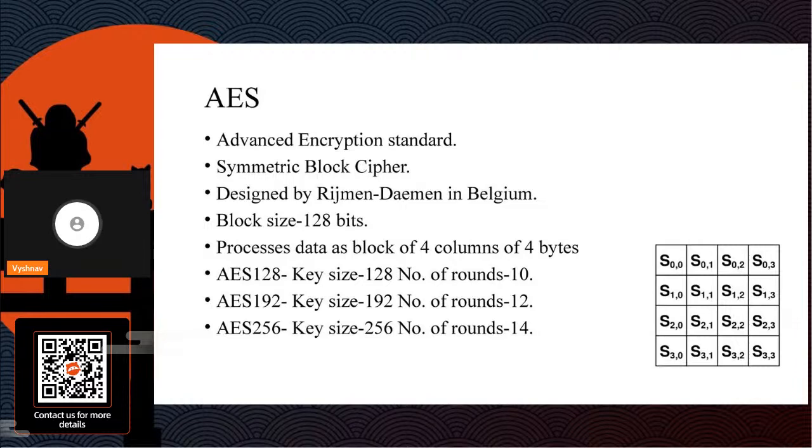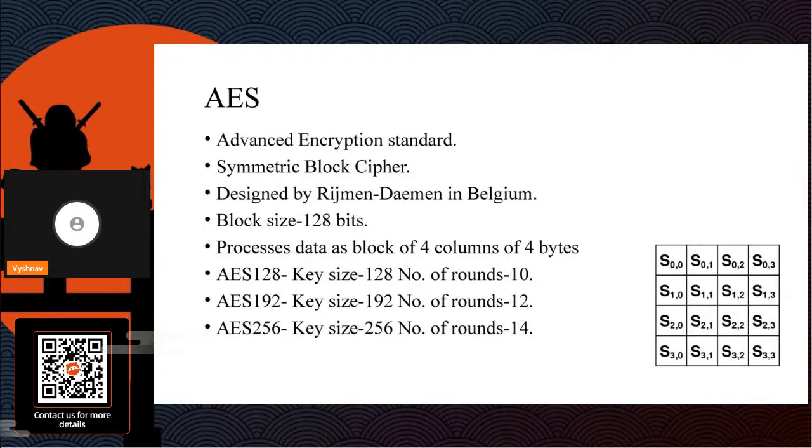Here it processes data as blocks of 4 columns of 4 bytes. It operates on the entire block in every round. Basically the block size is 128 bits, so the input size is 128 bits. So there will be 16 bytes, and the 16 bytes form a matrix. So it processes data as a block of 4 columns and 4 bytes.